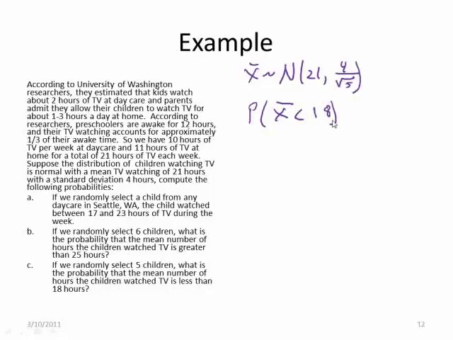Okay. So let's use our technology, and let's just recall that this is going to be normal CDF. Lower bound in this case is going to be what? The lower bound in this case is going to be negative infinity, right? Which is negative EE 99. The upper bound is 18. The mean 21, and the standard deviation 4 over root 5.